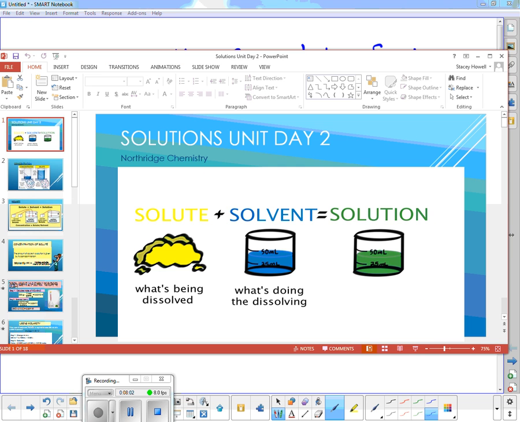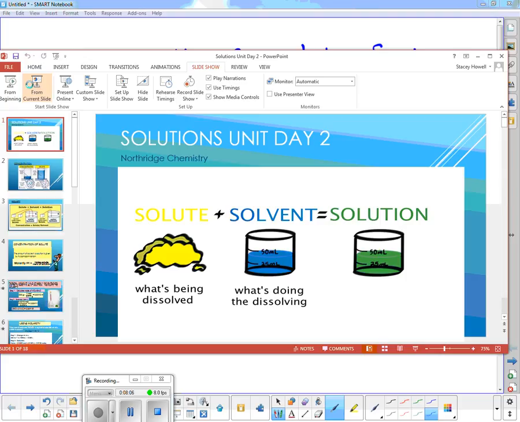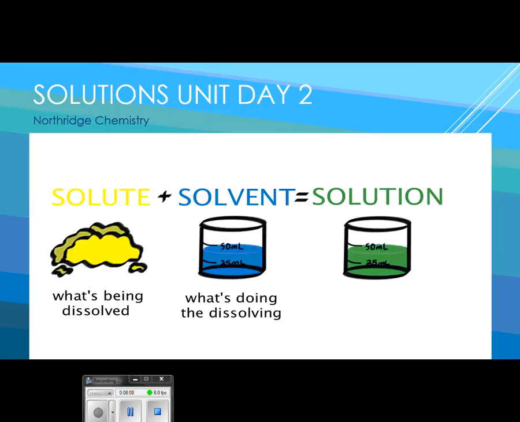Okay, so I'm going to bring up this right here. We're going to just sort of go into this a little bit. We're not going to spend very much time on this because we're just going to work on molarity today. So this is a review.